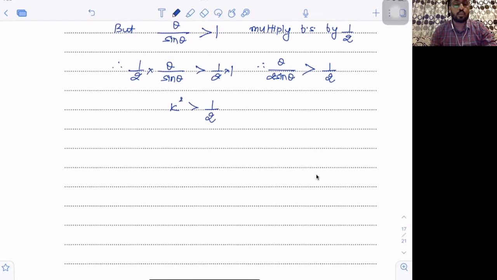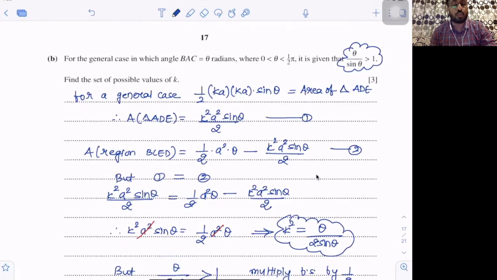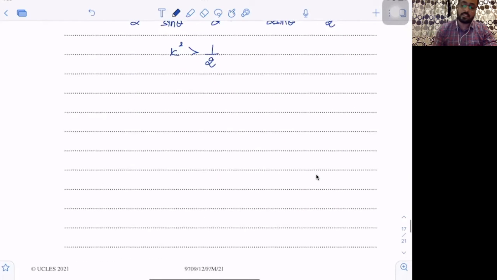Right, students? So if k square is greater than 1 upon 2, you want to find the value of k. Did you see the question? Find the set of possible values of k. So you want to tell what are the values of k. So if k square is greater than 1 upon 2, let's remove the inequality sign.